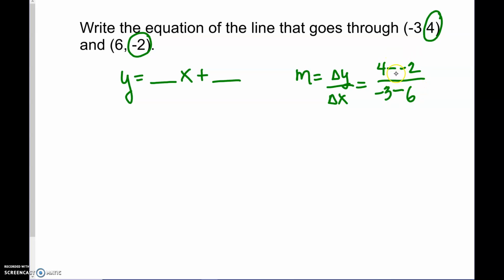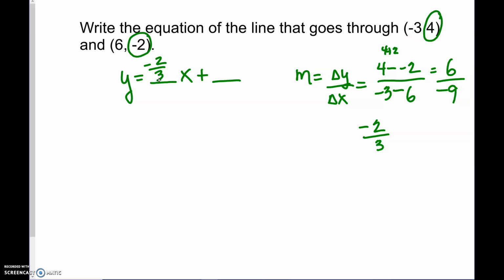So on top, remember, use your calculator. Minus the negative, this turns into 4 plus 2. So we get 6. And on the bottom, we get a -9. So now we can divide both top and bottom by 3. So when we take 6 and divide by 3, we get 2. And you take -9 and divide by 3, we get 3. And we have the slope of -2/3. So that goes in your first blank.